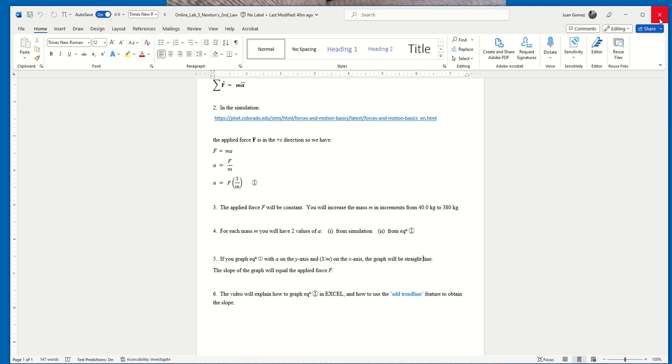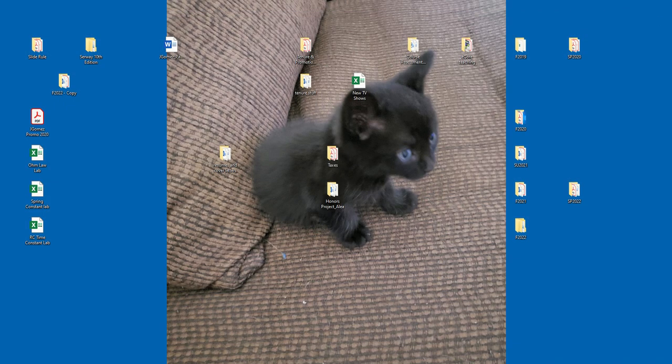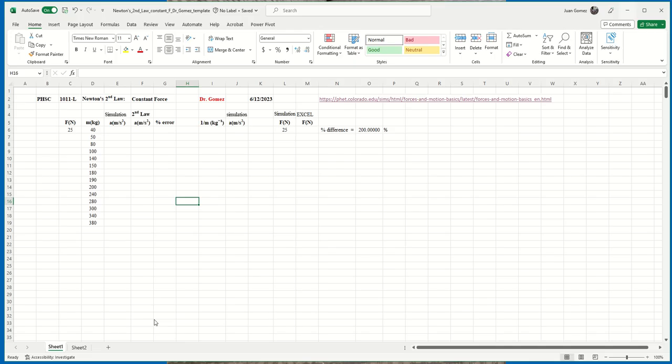All right, let me go ahead and go to the template. Okay, here's the template. Obviously, replace my name with your name. And notice I've already got, for sheet 1, the constant applied force of 25 newtons. Here are the mass values that we're going to enter into the simulation. Then again, we're going to get the acceleration, just reading it off from the simulation, and then the acceleration calculated by equation 1, which is Newton's second law.